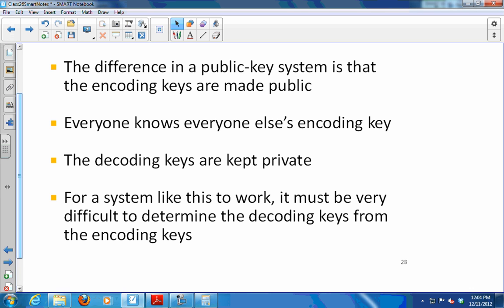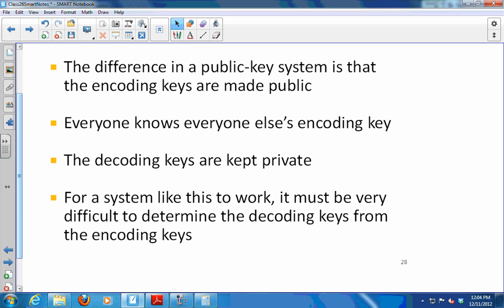So there's a big database, and it says like Caitlin Worth, encoding key 5, right? So if you want to send me a message, you encode it by multiplying by 5. But I'm the only one who knows that to decode it, you multiply by 6. Someone could figure it out with a little bit of effort, right?